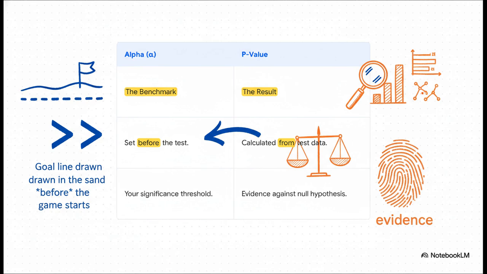And this slide lays out the two key players perfectly. Over on the left, you've got alpha. Think of alpha as the goal line you draw in the sand before the game even begins. It's your pre-committed standard for what you'll consider a significant result. Then on the right, you've got the p-value. That's the actual result you got from your data. So the p-value is your evidence. Alpha is the bar for that evidence.